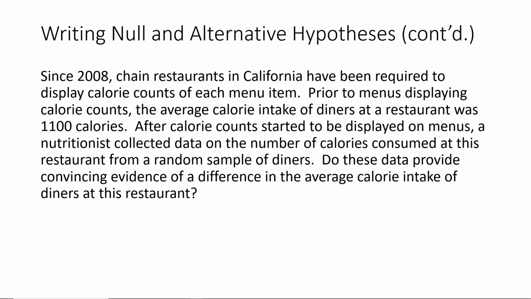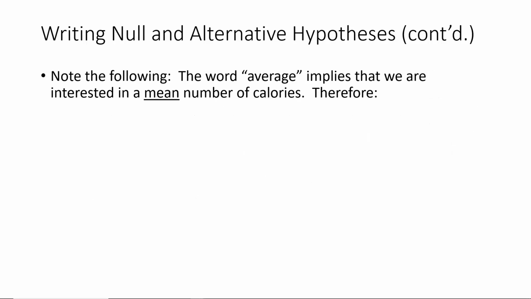Okay, hopefully you've gone ahead and taken some time to read through that. Notice the following. The word average in the scenario statement again implies that we are interested in a population mean. In this case, the mean number of calories that are taken in by diners at this restaurant.